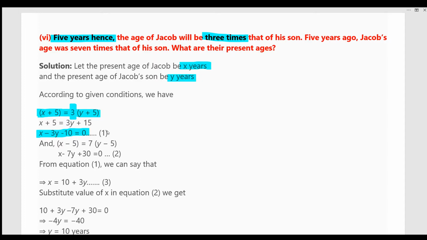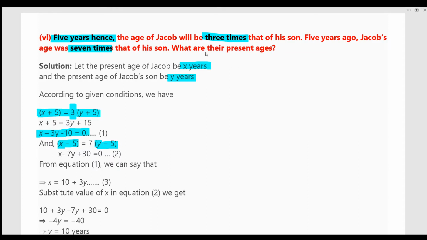Now there is one more condition, and the condition is 5 years ago. We are going in the past. So when we are going in the past, we will subtract that from the age. So we will subtract 5 here. Jacob's age was 7 times that of his son. So if present age of Jacob is x years, then 5 years ago means x minus 5 was the age of Jacob, and present age of his son is y years. So 5 years ago his age was y minus 5 years.